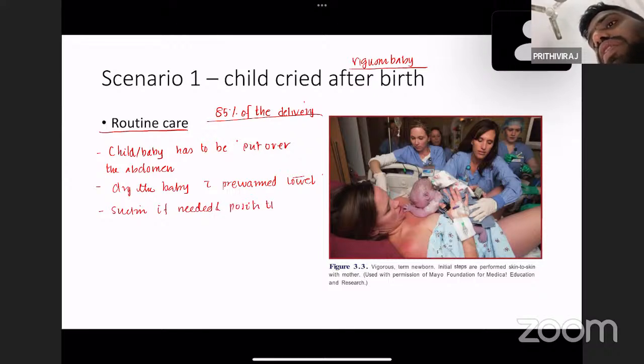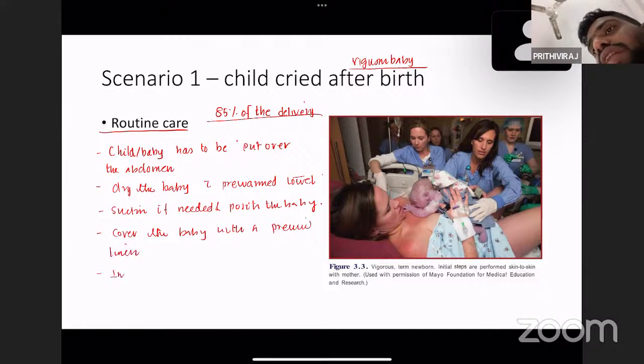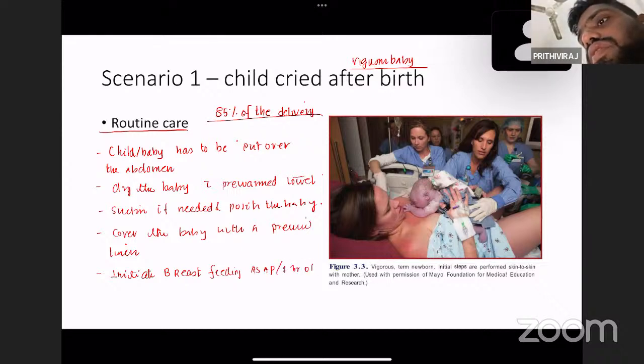Position the baby. Cover the baby with pre-warmed linen. Initiate breastfeeding as soon as possible, that is within 1 hour of delivery, and monitor vitals.